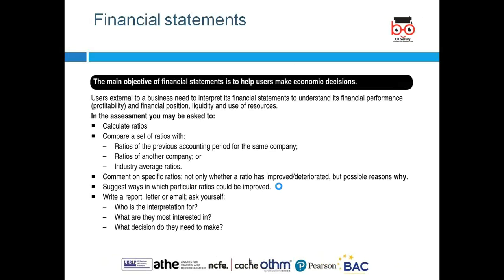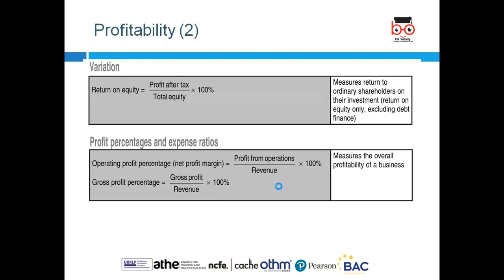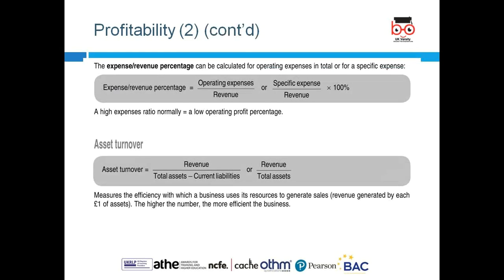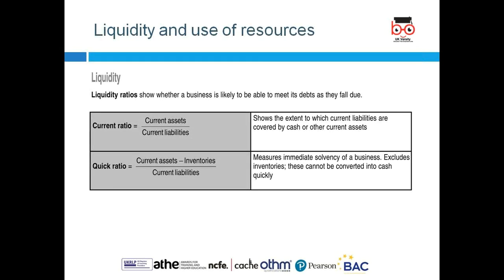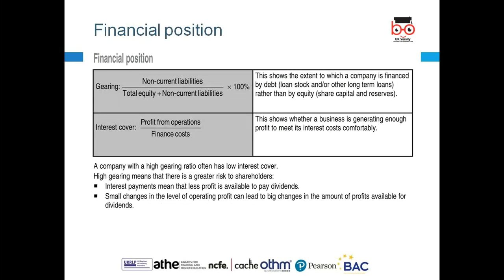The main objective of the financial statements is to help the user make economic decisions. That's why the ratios also help interpret the information. All these ratios are explained with their formulas and purposes. I'm not going through them in detail, but it's good to read them, and that will help us make effective decisions. Return on equity, operating profit percentage, net margin, gross profit percentage. We can look at asset turnover, liquidity, current ratio and quick ratio, and the cost of sales, inventories, trade receivables and revenue. Yes, gearing ratio, interest cover ratio, all.